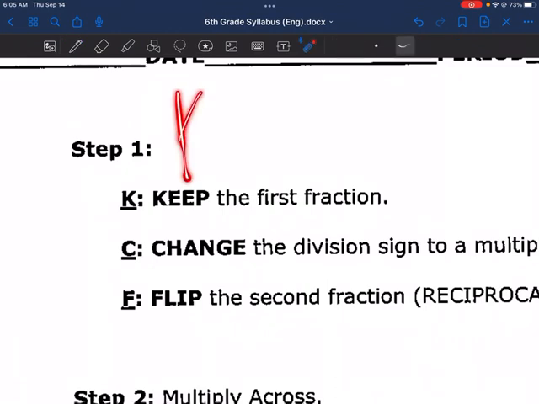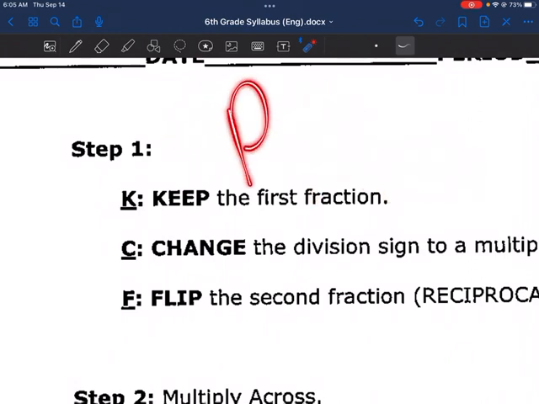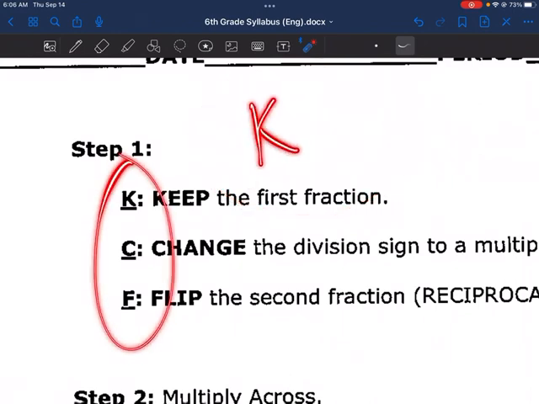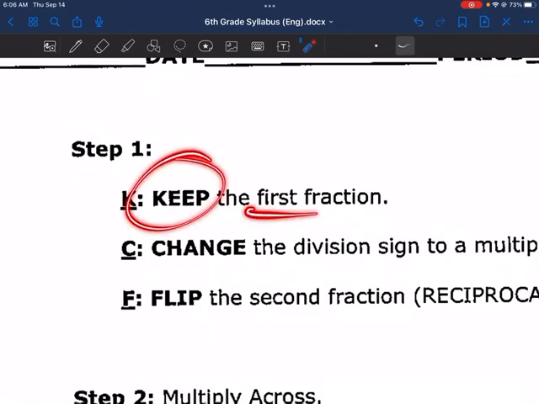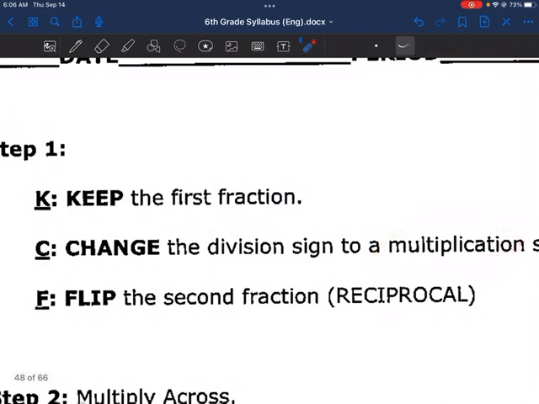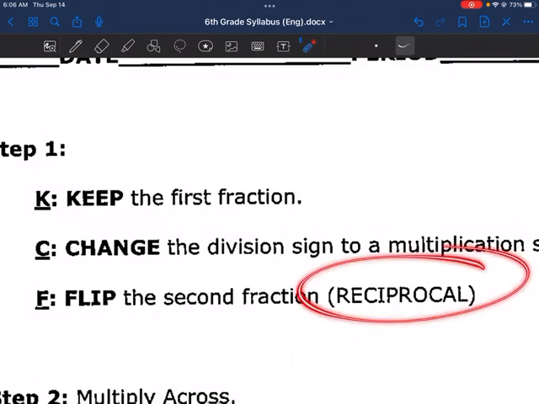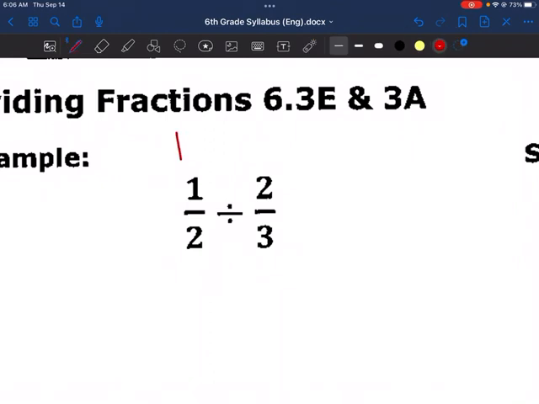Estoy seguro que me van a decir luego al verlos el viernes. KCF, keep the first fraction. Change the division sign to a multiplication sign. And flip the second fraction. Reciprocal. Okay, so let's put KCF, not KFC. We're going to keep the first fraction, okay? So let's write it down again because we're going to keep it. We're going to change the division to a multiplication, okay?